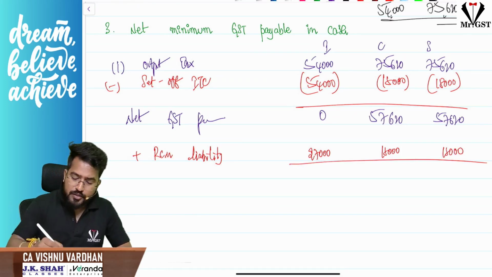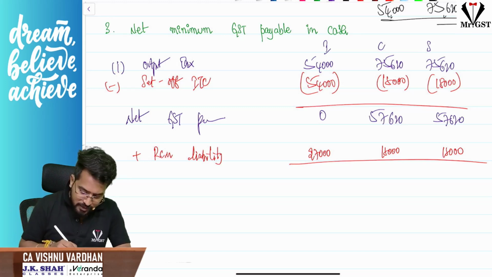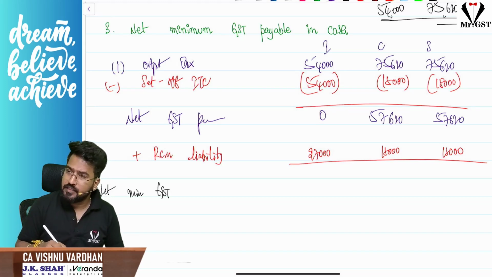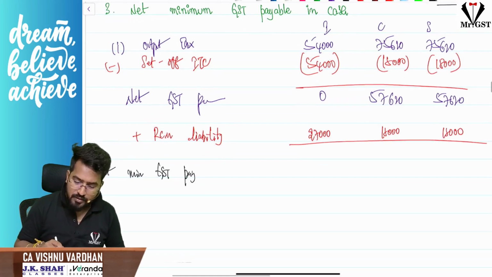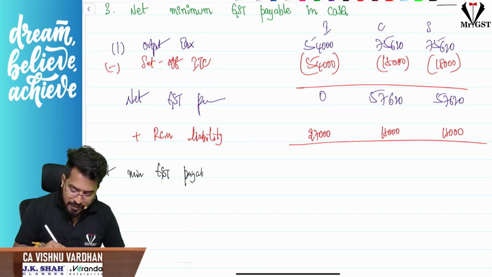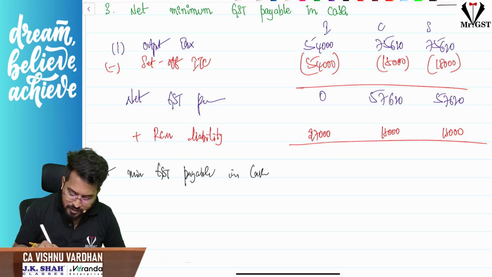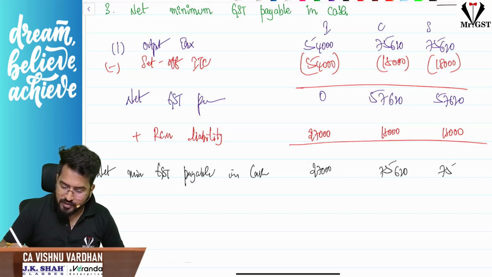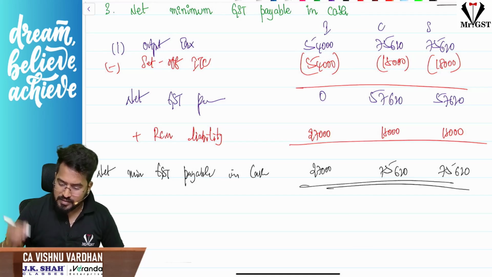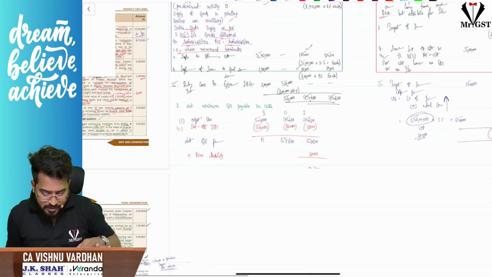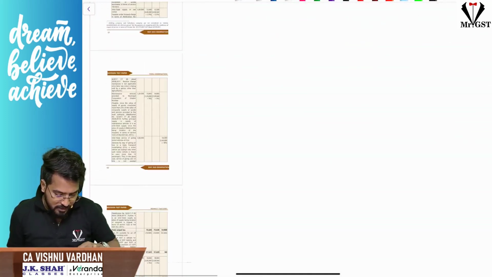So now the final answer, net minimum GST payable in cash. If you see, 27,000 again, the same answer, 75,620. This is the final answer. So this is how we should solve the question. Let us cross check the answer also, just for our satisfaction, that's all.